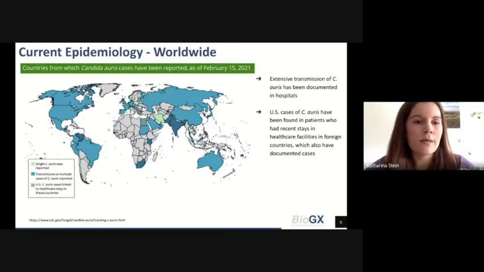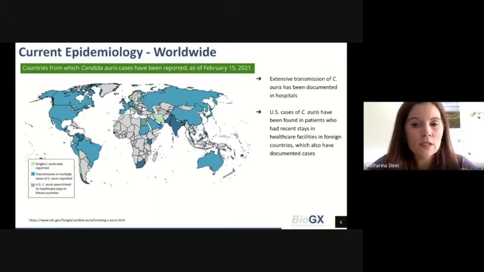Okay, so this is what the current picture regarding the epidemiology looks like in the world. So this data is from February of this year, so quite recent, from the CDC. And it shows that extensive transmission of Candida auris has occurred in healthcare settings and has been reported worldwide. So this is shown in the pale green and blue marked countries.